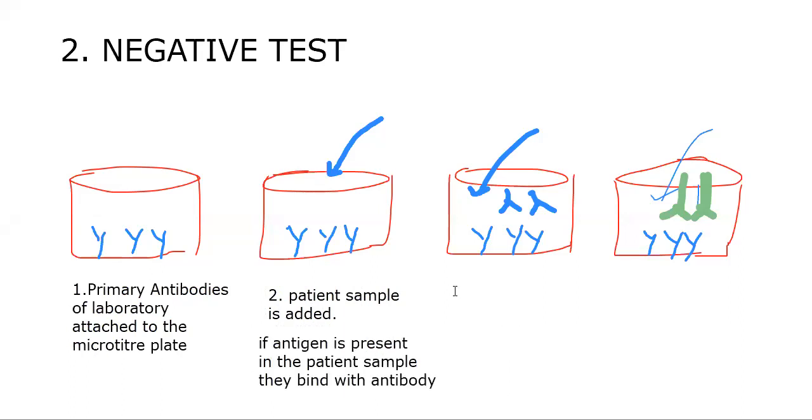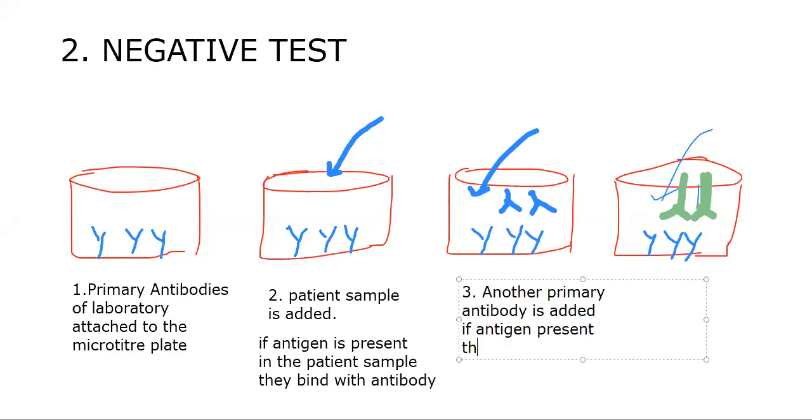Okay. Next, the third one. Another primary antibody is added. If antigen is present, they bind with the antigen on the other side. Okay. Next, the fourth one.